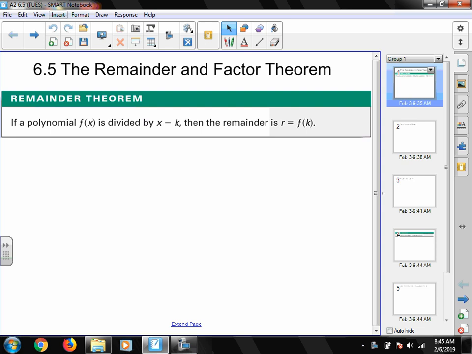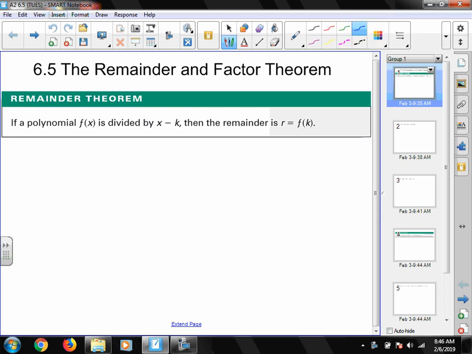Now that I have sufficiently made you all upset enough by having you do long division, I'm going to show you a little easier way that we can do some problems, okay? Be careful with this. Do not overuse this because this only works in a very specific situation. Otherwise, that long division does still come into play.